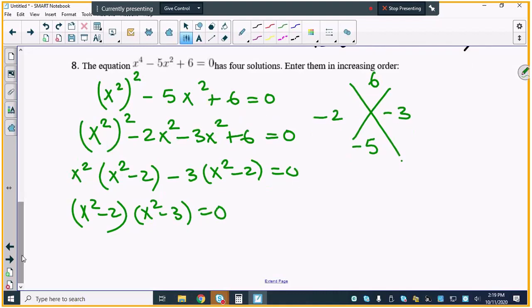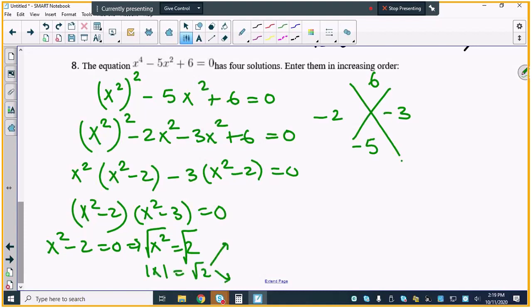Zero product rule: either of these factors will be treated as 0. So x squared minus 2 is equal to 0, which means x squared equal to 2. Use the square root rule. Take the square roots on both sides. Do not forget the absolute value: absolute value of x equal to square root of 2, which will give you two solutions, square root of 2 and negative square root of 2.